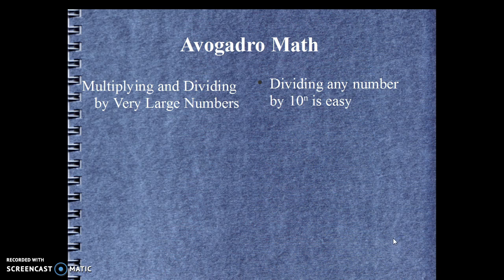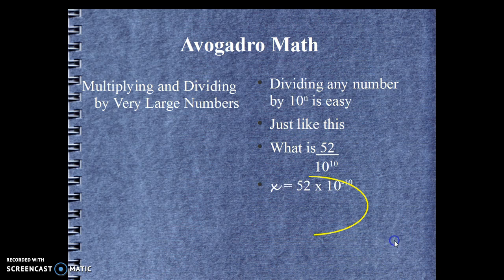Dividing any number by an n power of 10 is also easy. For instance, what is 52 divided by 10 to the 10th? Well, I think we can immediately see that it's 52 times 10 to the negative 10th. We do the same thing we did on the previous slide. We divide the 52 by 10, and we multiply the 10 to the negative 10th by 10, and we get now 5.2 times 10 to the negative 9th, which is the scientific notation.